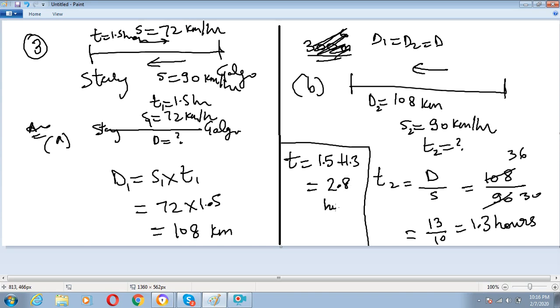Time taken to reach Stirling. Back, I think there's a word missing. It will be back. Time taken to reach Stirling back, to the time taken.